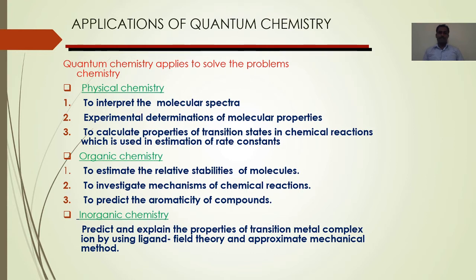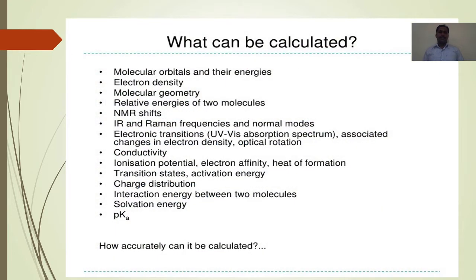and approximate mechanical methods. So we can also calculate molecular orbitals and their energy, electron density, molecular geometry, relative stability of two molecules, NMR shapes, IR and Raman frequency and normal modes, electronic transitions, associated changes in electron density, optical rotation, conductivity, ionization potential, electron affinity, heat of formation, transition states, activation energy, charge distribution, interaction energy between two molecules, solvation energy, pK.